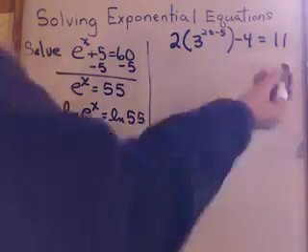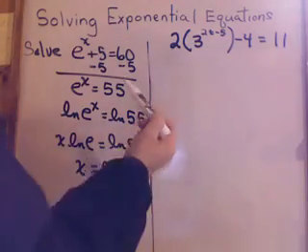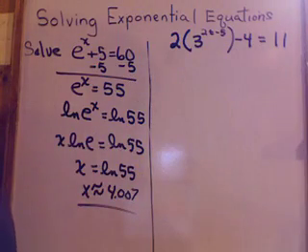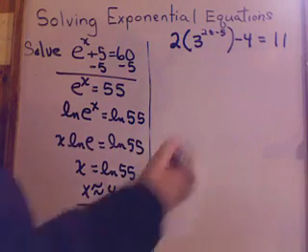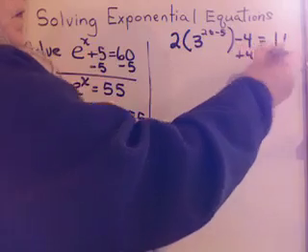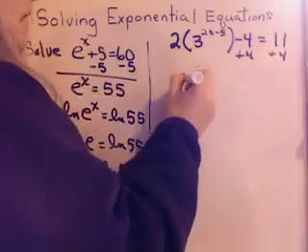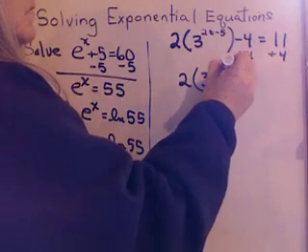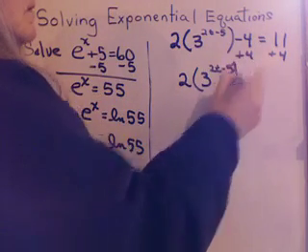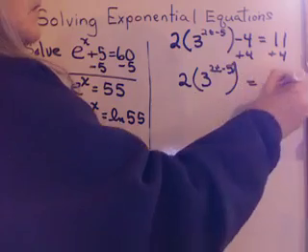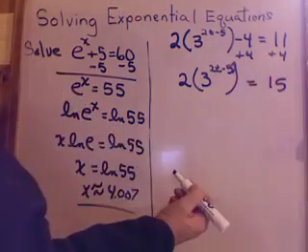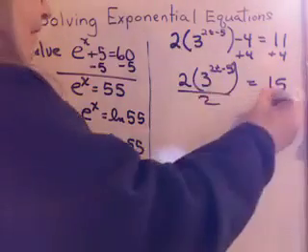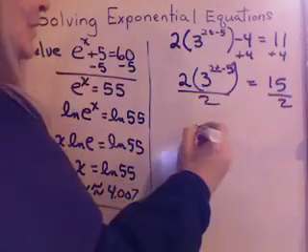A lot of action in this problem. I have this 2 multiplied by that quantity. I have a minus 4. What should I do first? You know, order of operations, right? Add 4. Okay, so now 2 times the quantity, 3 to the exponent 2t minus 5, equals 15. What do you think we should do next? That's right, divide by 2.